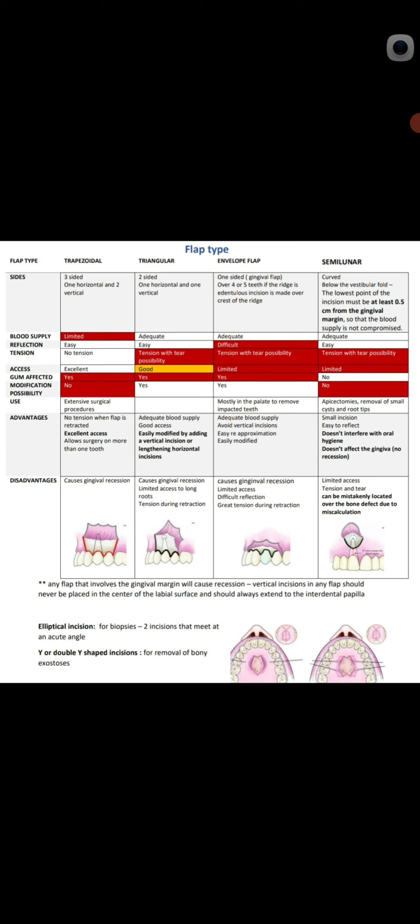Now, the two additional flap types are, one is the elliptical incision, which is used for biopsies, which is two incisions that meet at an acute angle. This is the elliptical incision. Next is the Y or double Y shape incision. These are used for removal of bony exostosis. Now you should remember the semilunar incision indication, envelope, triangular, trapezoidal, elliptical incision, Y or double Y shape incision, and how many vertical sides and horizontal sides. This is all about flaps and their types.